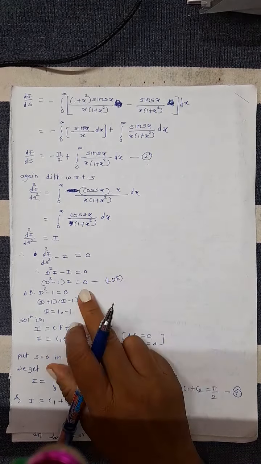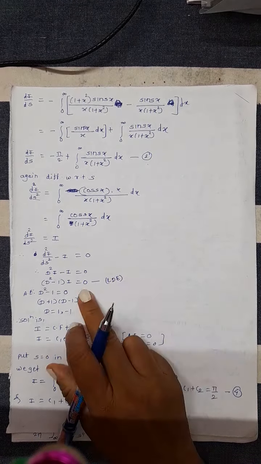Just take the auxiliary equation. This is called the auxiliary equation. Taking D square minus 1 is equal to 0. Now we have to find the roots of this equation. a square minus b square is (a plus b) into (a minus b), equal to 0. Values of D are, one is minus 1 and the other is plus 1.